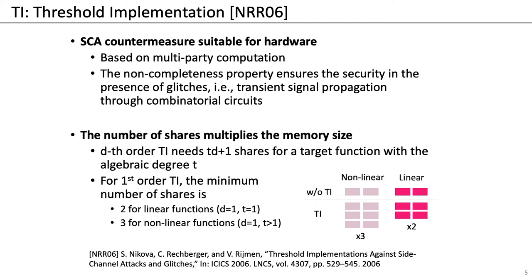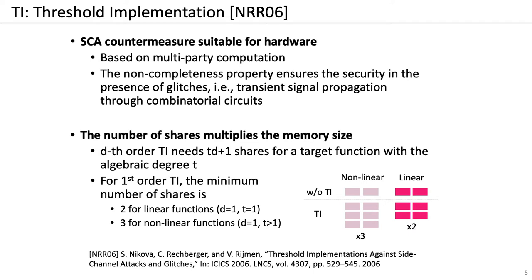Threshold implementation, or TI, is a side-channel attack countermeasure suitable for hardware. It's based on multi-party computation, and it has the non-completeness property that ensures the security in the presence of glitches, which is the transient signal propagation through combinatorial circuits. The number of shares multiplies the memory size.